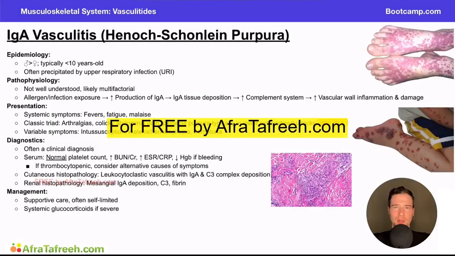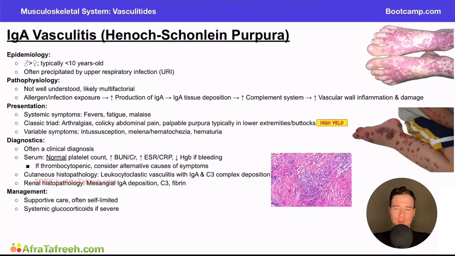Welcome back, everybody. David here again with Med School Boot Camp. So in this next video, we're going to talk about IgA vasculitis, formerly called Henoch-Schönlein purpura disease. So again, this is one of our vasculitides. It's primarily a small vessel vasculitis, which means we have inflammation of the blood vessels.